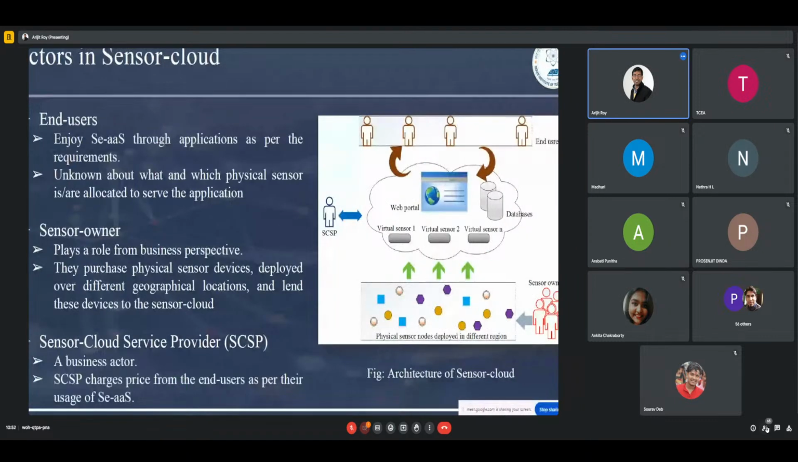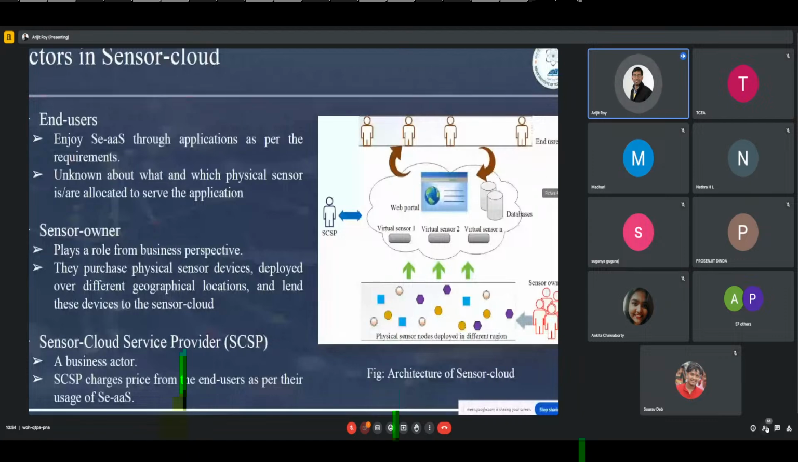Now, this sensor cloud is a service oriented architecture model, you can say. And here you can see the sensor owners, SCSPs, and end users, right? The end users in this figure are just registering with the system, getting the services, and paying a certain amount. On the other hand, sensor owners deploy the sensor nodes over different geographical locations, and based on the utilization of these sensors for different applications, these owners get paid for the services, right?